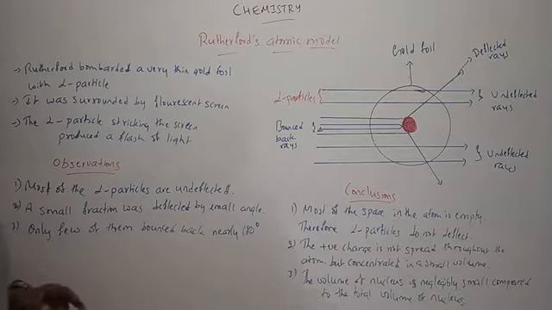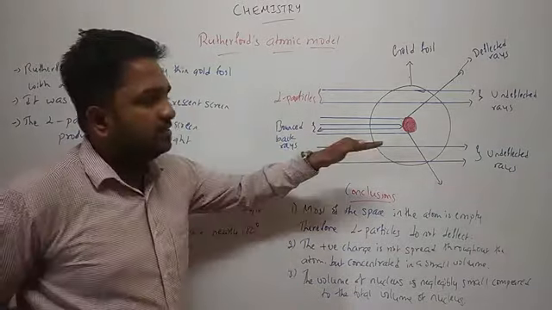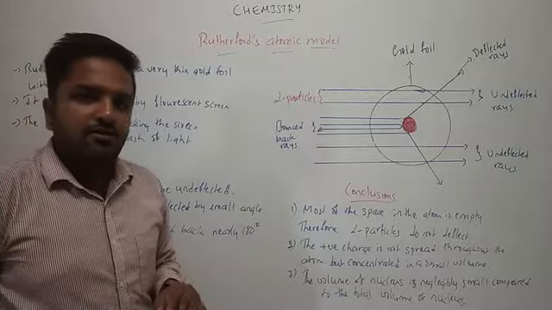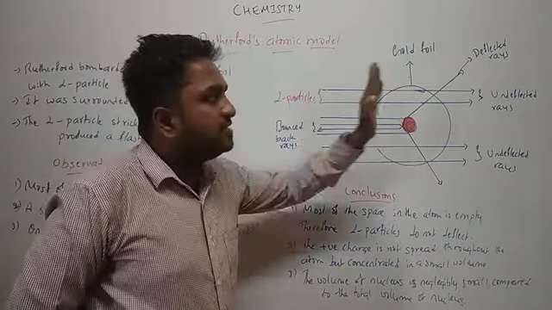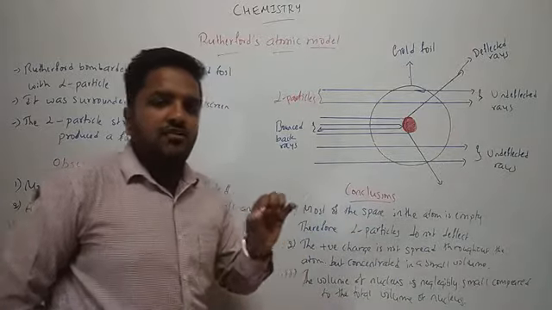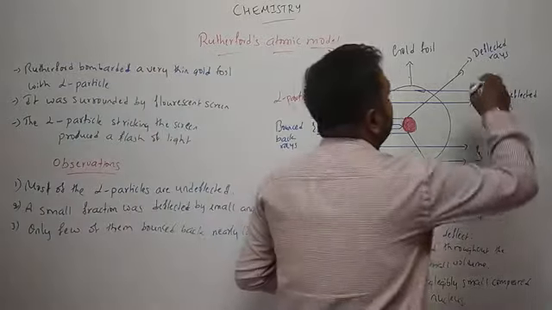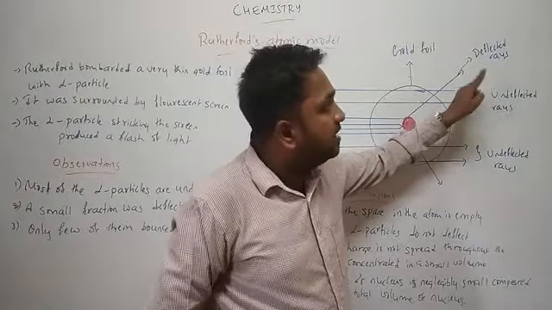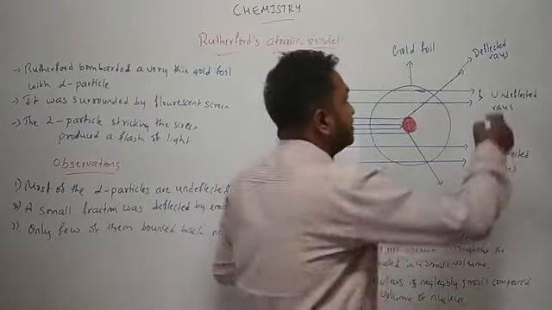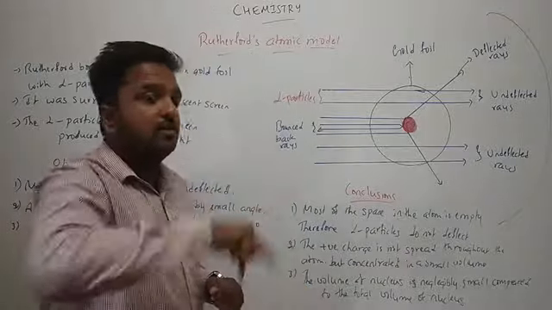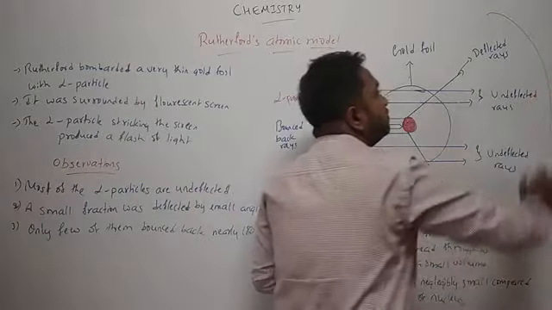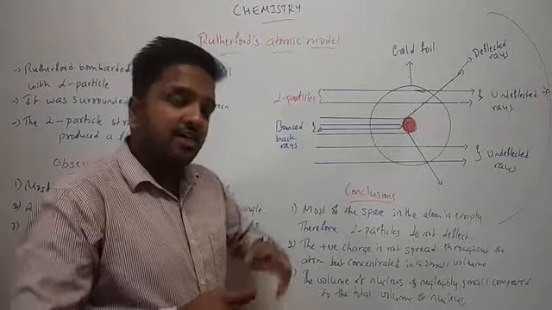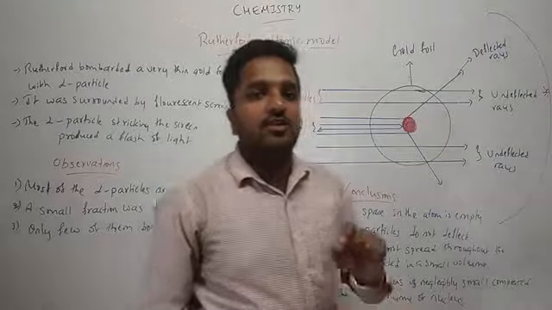Then this whole thing, that is the gold foil and the bombardment of alpha particles, was fully surrounded by a fluorescent screen. I have told you the property of a fluorescent screen: any ray that falls on the fluorescent screen, that spot of the screen will glow. If you pass the alpha particle from here and it reaches over here and touches the fluorescent screen, the screen will glow. Then only we can see that a ray is passing from here to here. That is the use of the fluorescent screen.